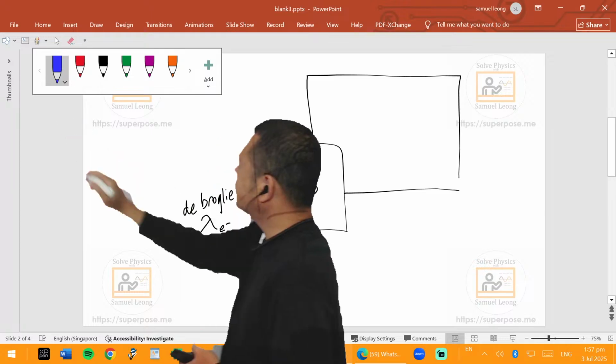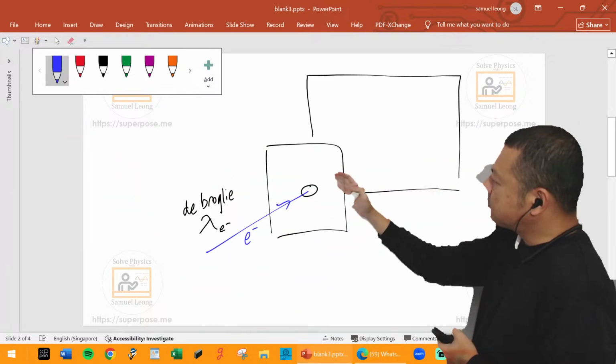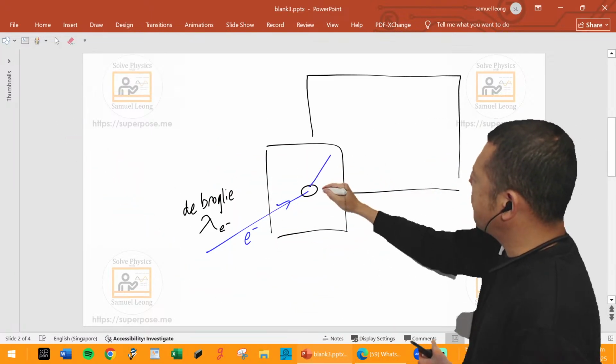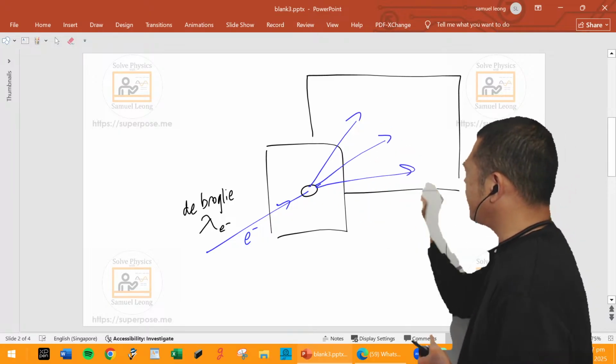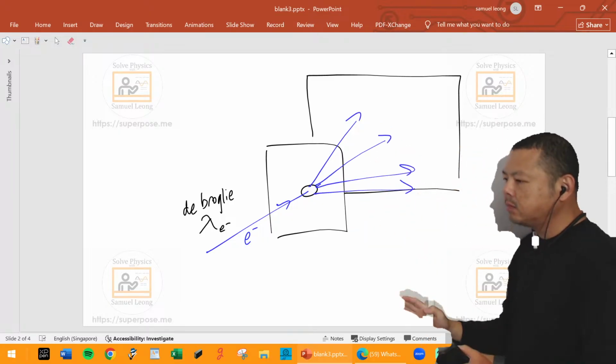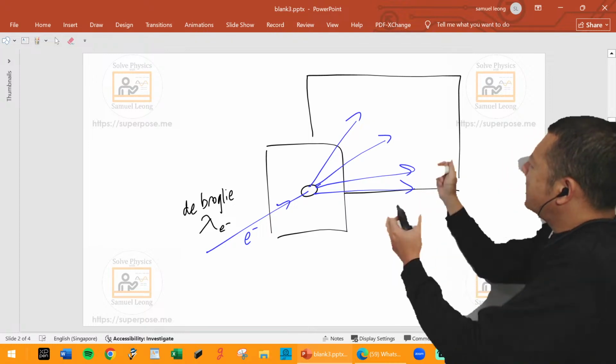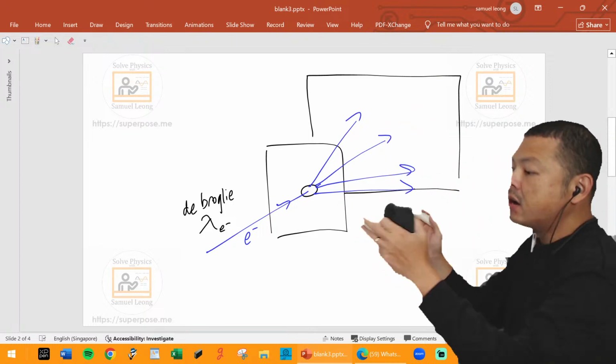Excellent. Okay. So you have a beam of electrons going through a hole. You're gonna get diffraction, like that, like that, like that. You get what I'm saying? Right? And you're gonna get a pattern on the screen. Okay? Let me show you the pattern.